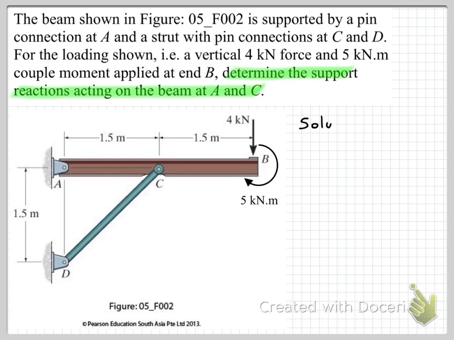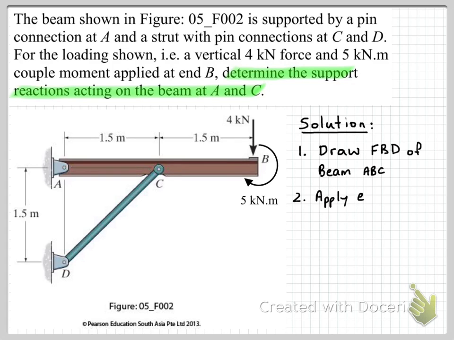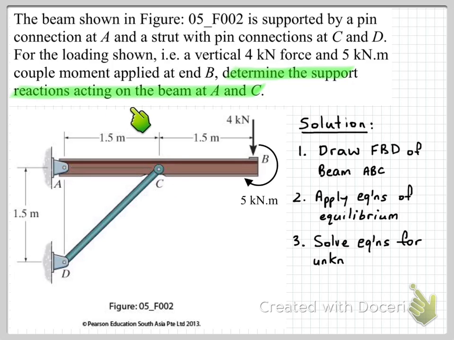Okay, so let's consider our approach to the solution. What we'll do first, as we do in most engineering mechanics problems, is to draw a free body diagram of the object that we want to analyse. In this case we're going to draw a free body diagram of the beam, ABC. Then we'll apply our equations of equilibrium to solve for our unknowns. And of course our unknowns in this case are our reactions at the supports that we're asked to determine in the question.